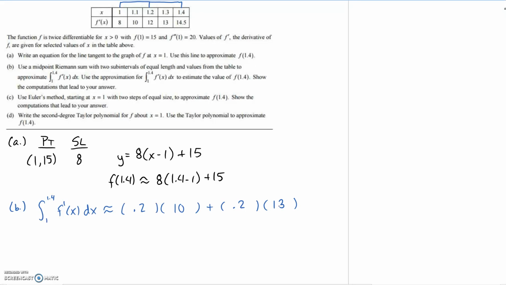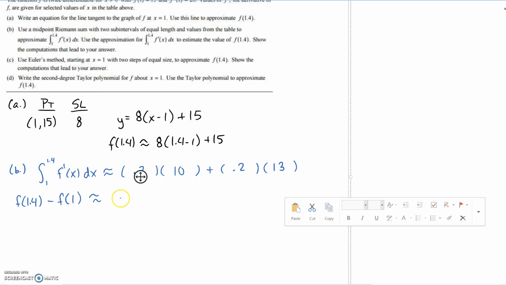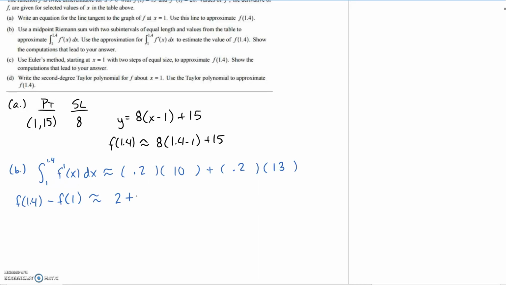And then it says, use this approximation to estimate the value of f of 1.4. So f of 1.4 minus f of 1, applying the first fundamental theorem, 0.2 times 10 is 2. 0.2 times 13 is 2.6. When I integrate f prime, I get f, and then when I plug in the upper limit, I subtract plugging in the lower limit. That's where I get f of 1.4 minus f of 1.